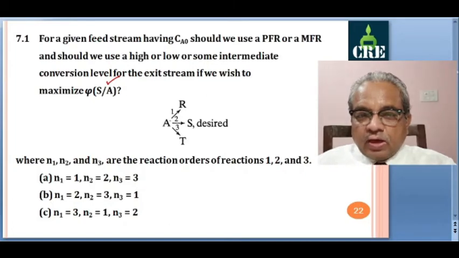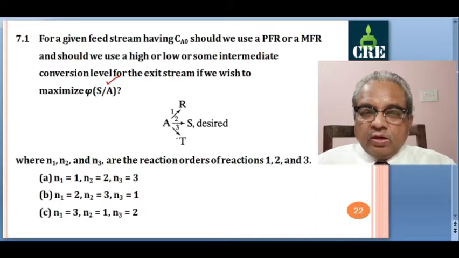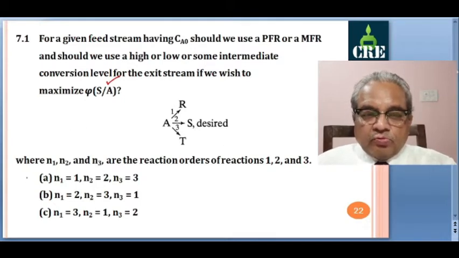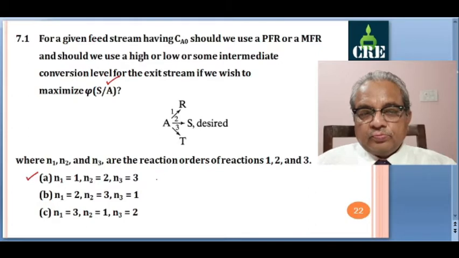The reaction is A giving R, giving S and giving T. Three parallel reactions competing with each other. So for these three reactions N1, N2, N3 are the orders of the reactions. So we have to see three cases. In the first case N1 is equal to 1, N2 is equal to 2, N3 is equal to 3. Then N1 is equal to 2, N2 is equal to 3, N3 is equal to 1. And then the last case N1 is equal to 3, this is 1 and this is 2.